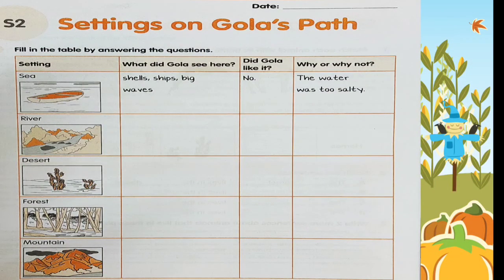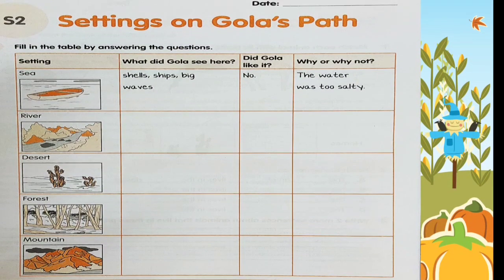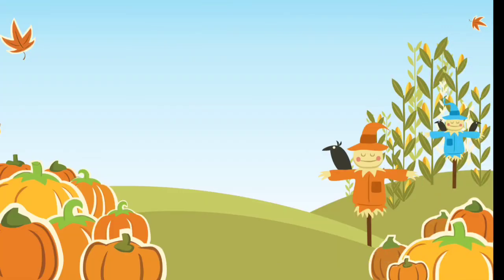Now what happened at the river? The mud got stuck to his feet, right? So you have to write that reason here. And about the desert, you will write what Gola saw in the desert, and then did he like it? Yes or no, you'll write here, and the reason why he did not like it. The forest, you'll do the same until you finish the fifth setting, that is the mountain.